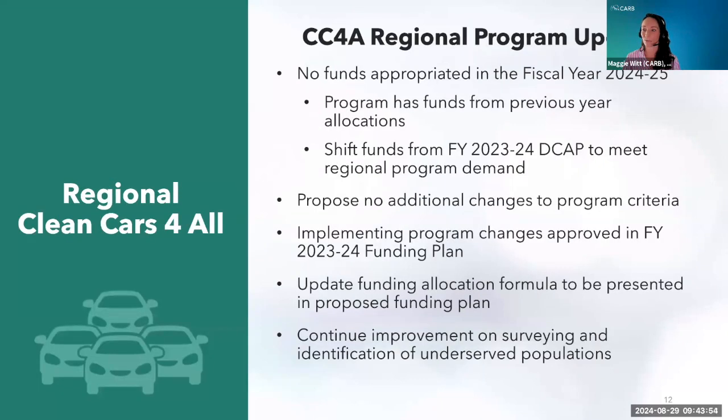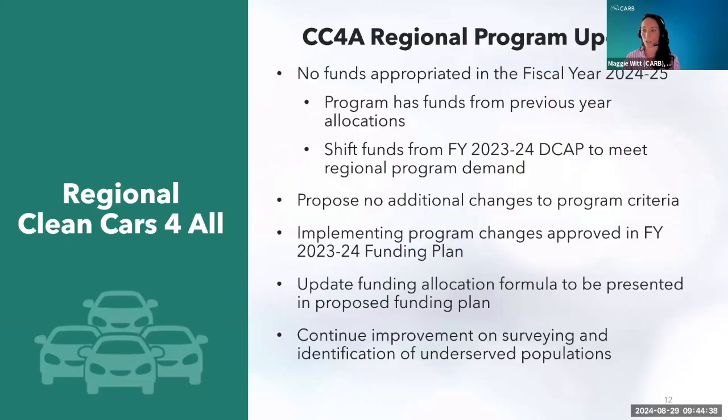Next, let's discuss the Regional Clean Cars for All program, or CC4A. Five air districts manage CC4A, which helps lower-income drivers replace their older, high-polluting cars with zero or near-zero emission vehicles. Although no new funds are allocated for CC4A for the fiscal year 2024-25 budget, there are still funds from previous years. CARB can reallocate funds, so the plan is to shift $14 million from DCAP to the San Joaquin Valley Air Pollution Control District to maintain funding through fiscal year 2023-24.